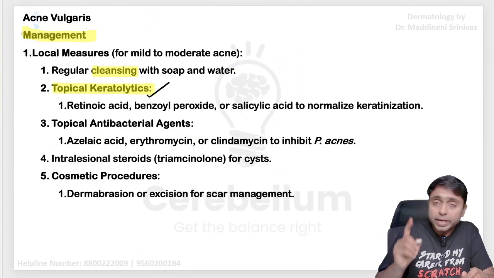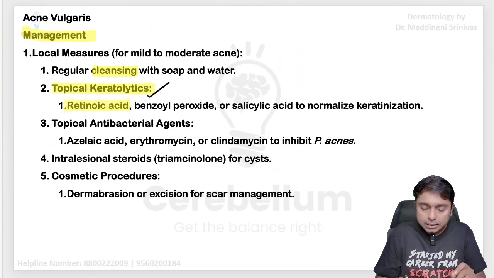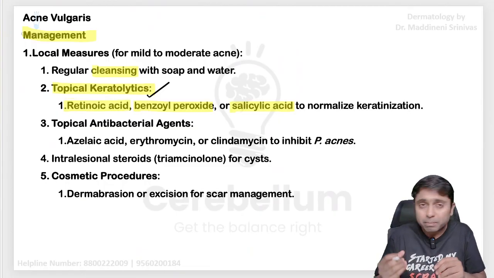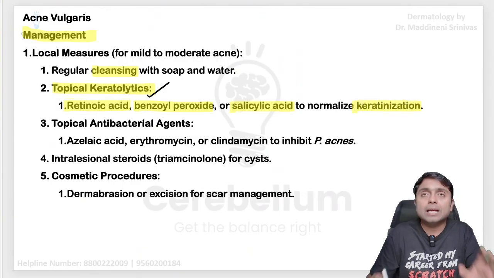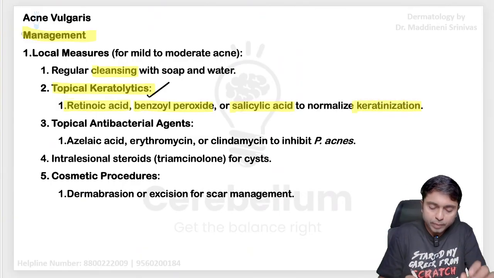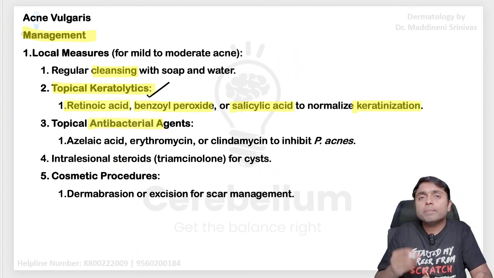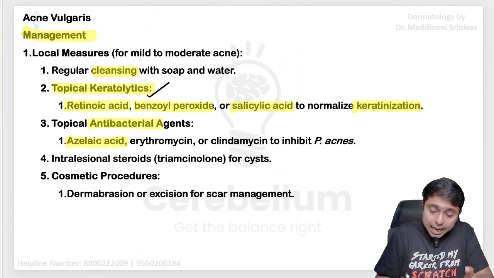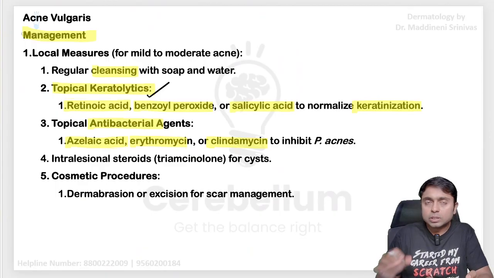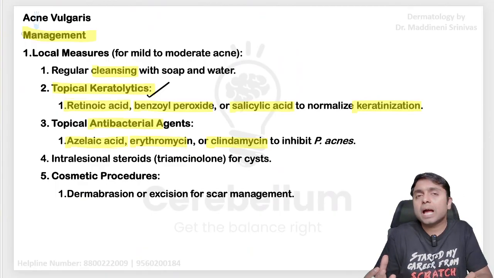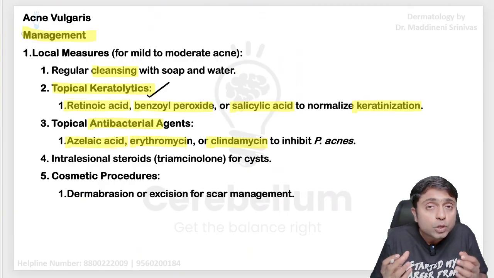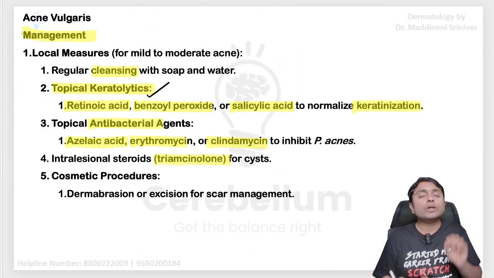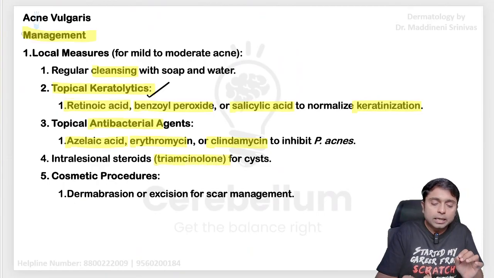So what are those agents? Very important for you to remember: retinoic acid, benzoyl peroxide, salicylic acid. These are helpful in removing that plugging, because they are going to normalize the process of keratinization in the skin. Next, because this is associated with Cutibacterium acnes, antibacterial agents are also going to be used. And what are those? Azelaic acid, erythromycin, or clindamycin. These can be used. And if there is so much inflammation in the lesions of grade 4 acne, that is nodular cystic acne, we can also inject steroids into the cyst, which we call intralesional steroid treatment, ILS.